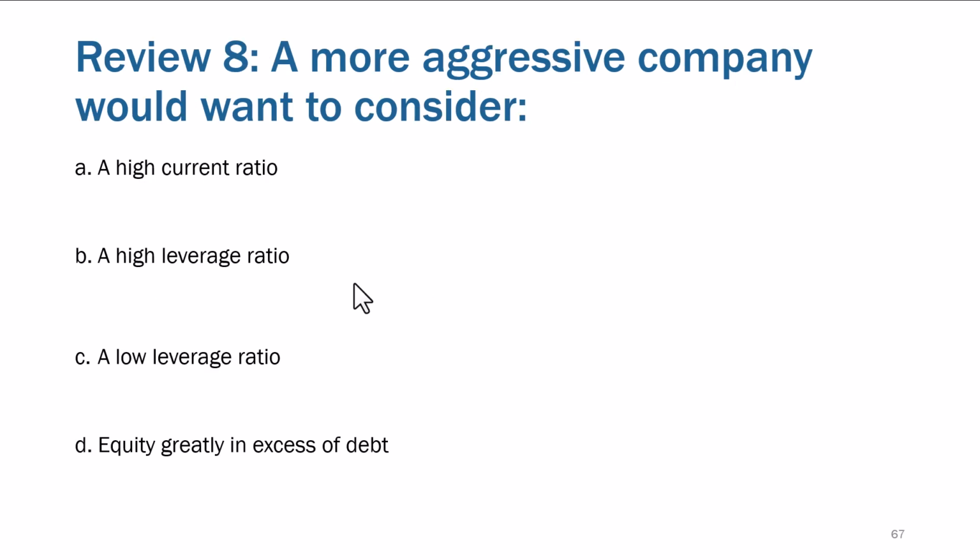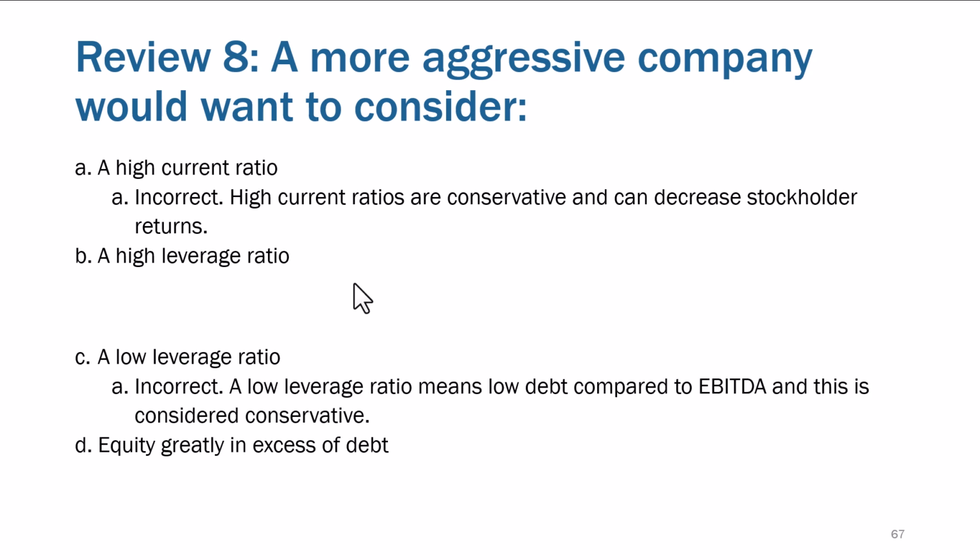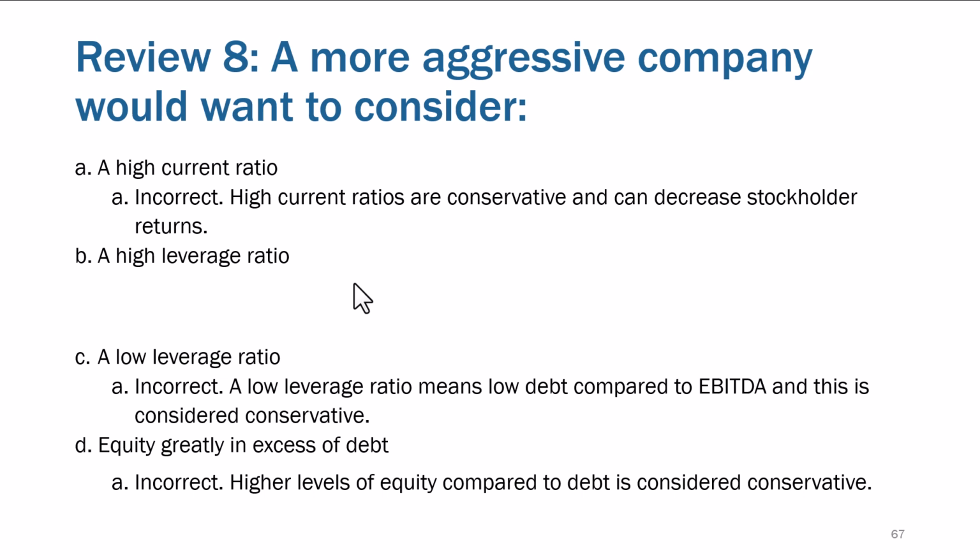Well, the 8th review question here. A more aggressive company would want to consider what? So you're aggressive. A high current ratio, high leverage ratio, low leverage ratio, or equity greatly in excess of debt. Well, it's not a high current ratio. That's conservative. Low leverage ratios are conservative. Equity greatly in excess of debt is conservative.